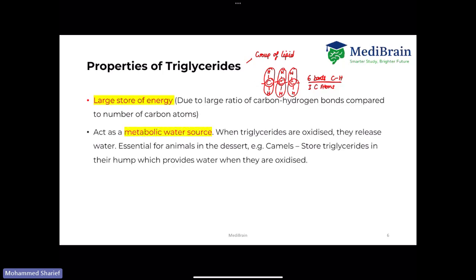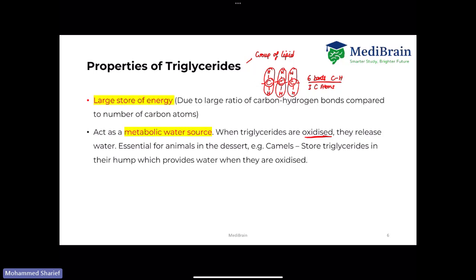Okay. Second property, it acts as a metabolic water source. Okay, now what does that mean? Well, basically, we know that triglycerides are a group of lipid. So triglycerides can be oxidized, and remember, oxidized means gain of oxygen, or loss of electrons, or loss of hydrogen. But basically, when they are oxidized, they gain oxygen. So when they're used in respiration, they can release water.